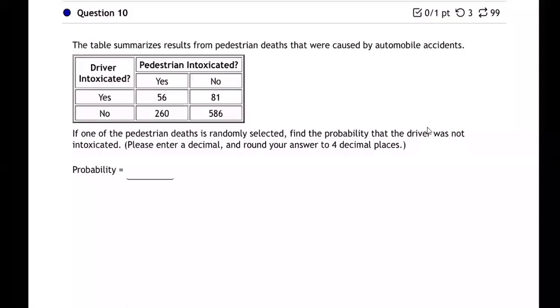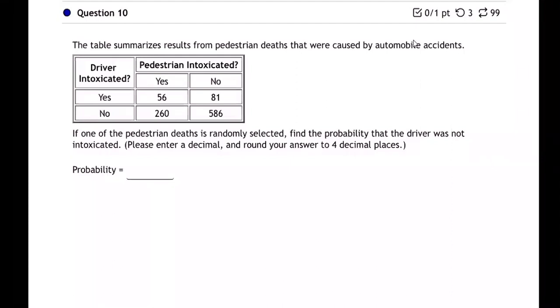The table summarizes results from pedestrian deaths that were caused by automobile accidents. It's always important when you begin these table problems, and we're going to have a lot of table problems, especially in the sections that come after this one, so let's make sure we're reading and understanding the table.